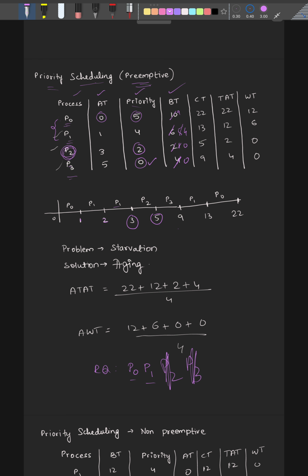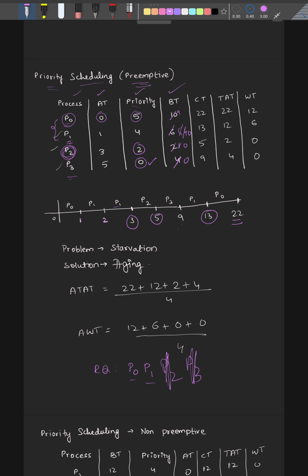Now we have only P0 and P1 in the ready queue. Which one has the highest priority? P1 has the highest priority, with burst time 4. So P1 will get executed completely, 4 minus 4 will be 0. So 9 plus 4 will be equal to 13. After that, we are left with P0, which has a burst time of 9. So 13 plus 9 will be equal to 22.